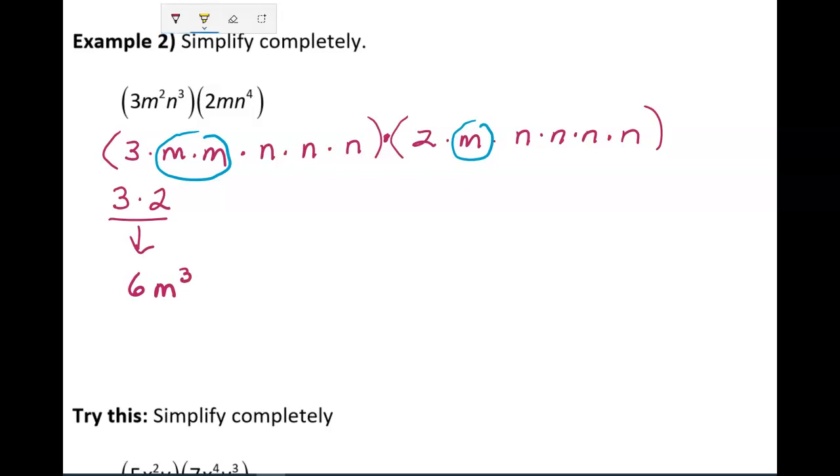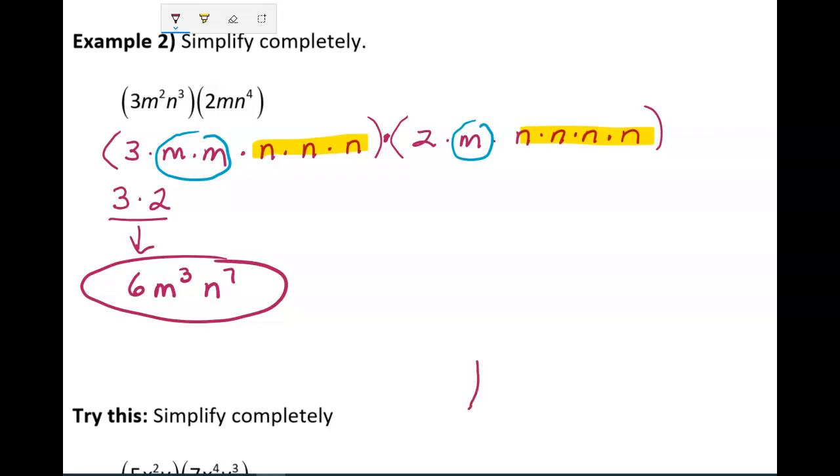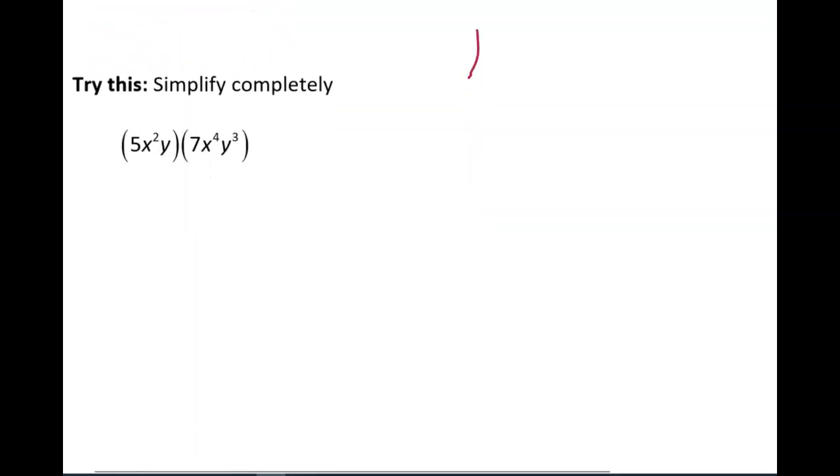And now let's look at our n's. I've got 3 of them there and another 4 of them sitting over there. So when I multiply those together, that will be n to the 7th power. Now, do you have to write all of this out? No, you don't. But you can certainly visualize it in expanded form and then do that multiplication by rearranging the order in your head.